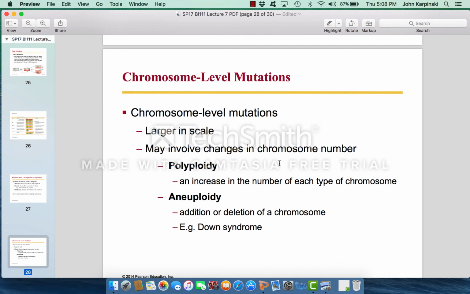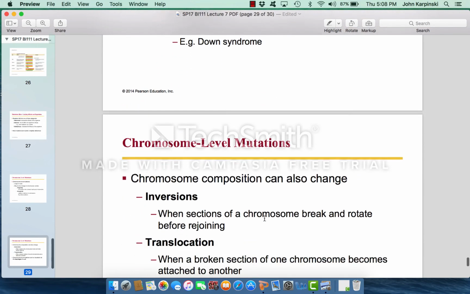What's more common in humans and often leads to certain disorders is aneuploidy, where there is addition or deletion of a chromosome. And the classic example of this would be Down syndrome, which is known as trisomy 21, where individuals, through an error in meiosis, end up having an extra chromosome 21, hence trisomy standing for 3. So that would be an example of aneuploidy.